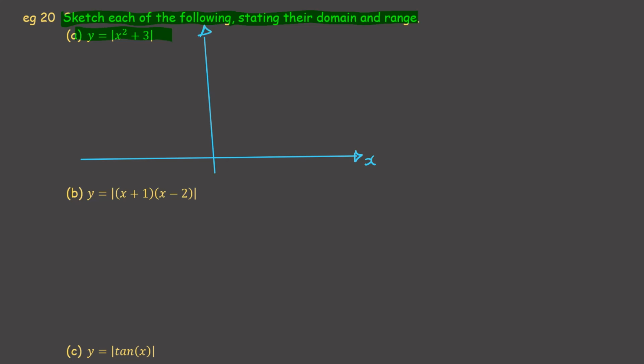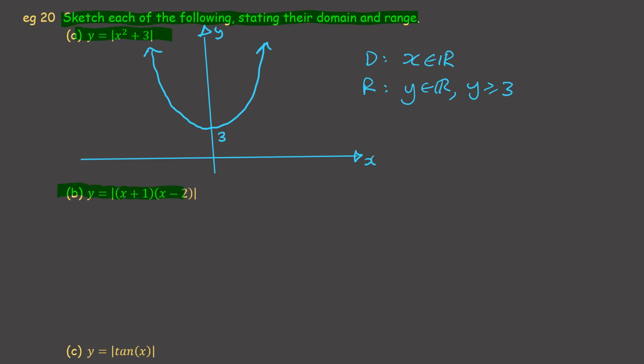So when we draw y equals x squared plus 3, we don't need to change anything about it. The modulus function is exactly the same. The domain would be all real values. The range would be y is real, but it's greater than or equal to 3.